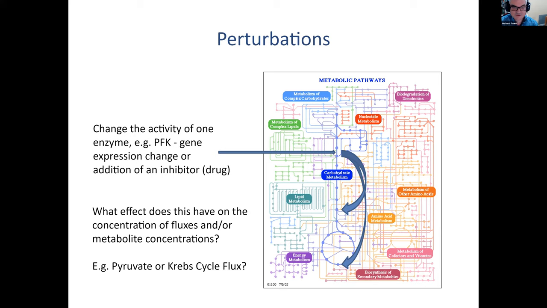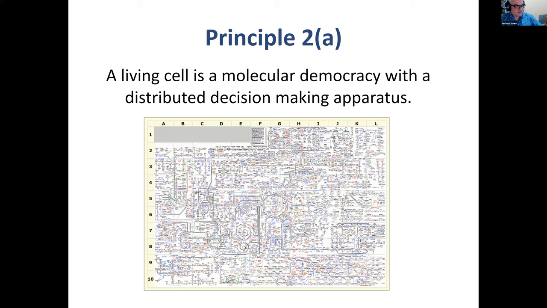The other one is this. I just put this in just for the hell of it. A living cell is a molecular democracy. It's got a distributed decision-making apparatus. The reason I say this is because a lot of people like to think of a cell like a computer. It's not like a computer at all. A computer has a clock, and it has a set number of instructions that dictate its behavior. It's very linear, very sequential. A living cell is not like that at all. Its decision-making is distributed everywhere. So it's very different. Somebody coined the phrase molecular democracy for the living cell, rather than a dictatorship.